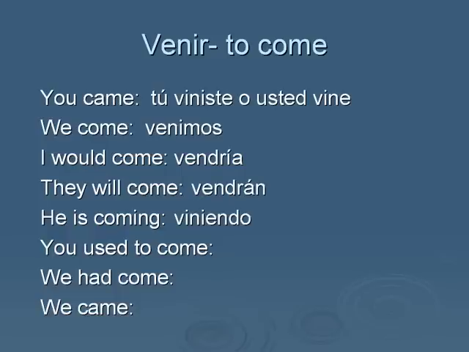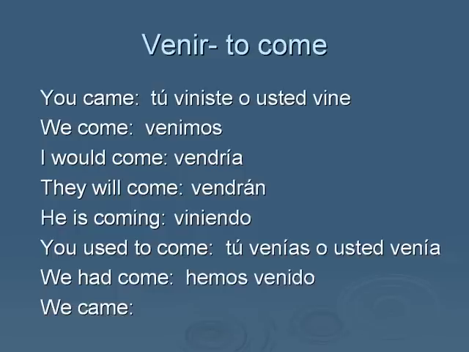He is coming. Él está viniendo. You used to come. Tú venías o usted venía. We had come. Nosotros hemos venido. We came. Nosotros vinimos.